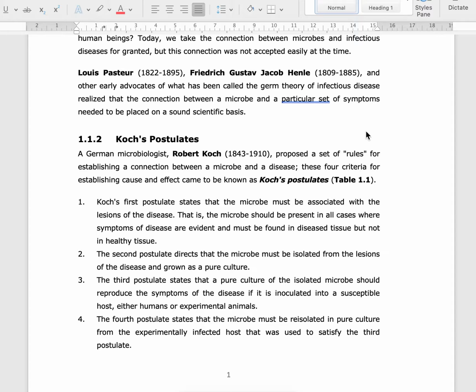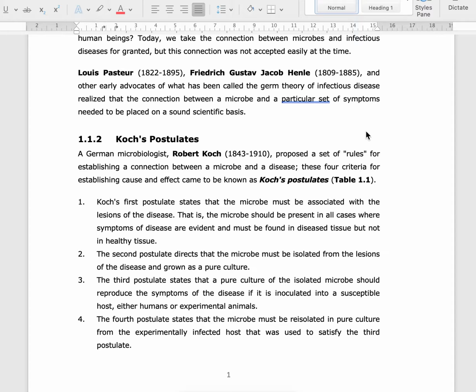Now, before the Koch's postulates, there were actually no such things by which scientists could establish this connection between a microbe and a disease. That's why Koch's postulates are very important, because he first talked about the rules by which we can establish the connection. So even now the Koch's postulates are regarded as a gold standard to establish this connection.